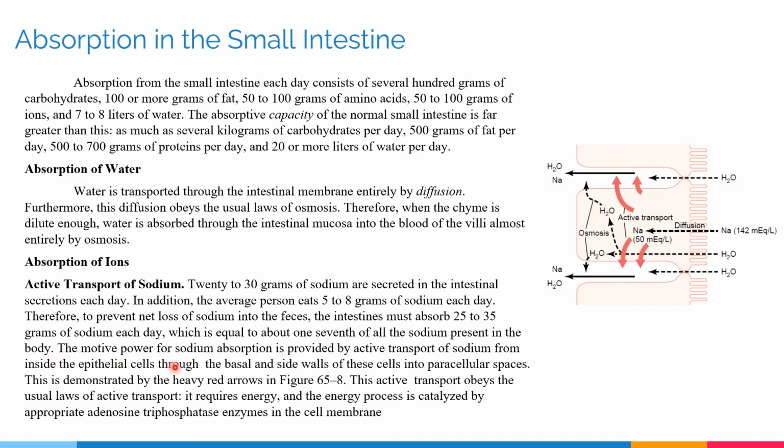The motive power for sodium absorption is provided by active transport of sodium out of the epithelial cells through the basal and side walls of these cells into the paracellular spaces. This is demonstrated by the heavy red arrows shown right here. The active transport obeys the usual laws of active transport, that is, it requires energy, and the energy of the process is catalyzed by appropriate adenosine triphosphate enzymes in the cell membrane.